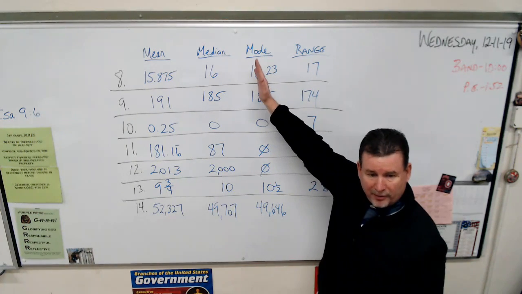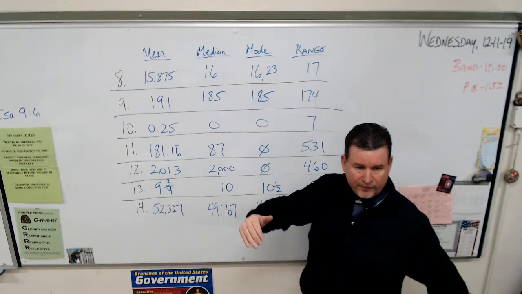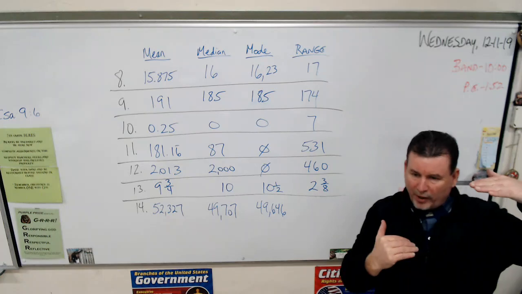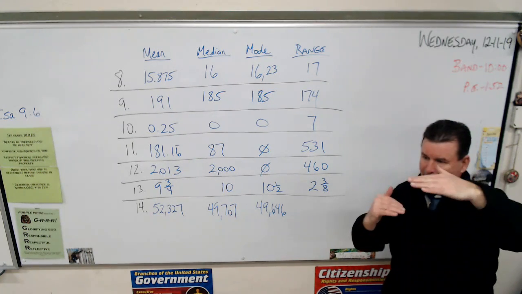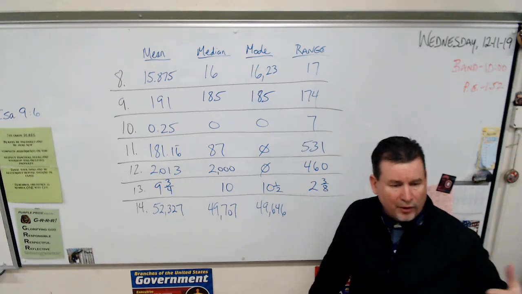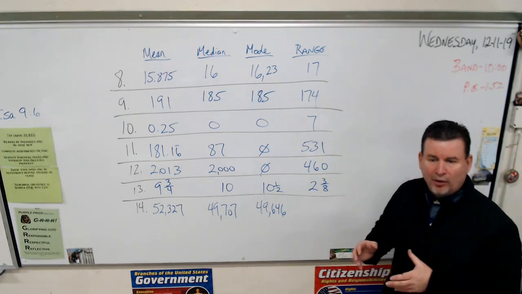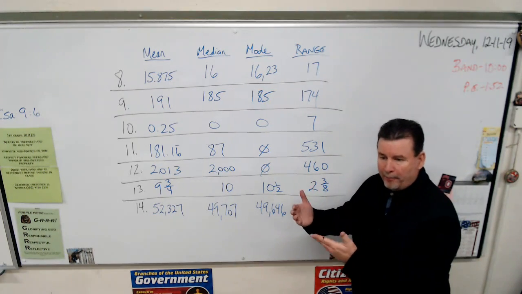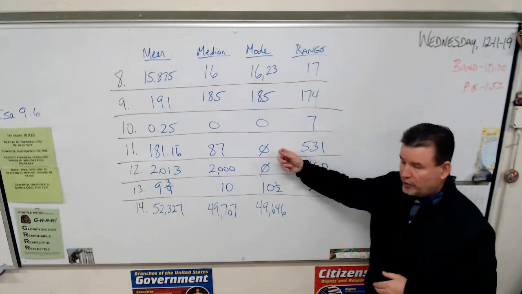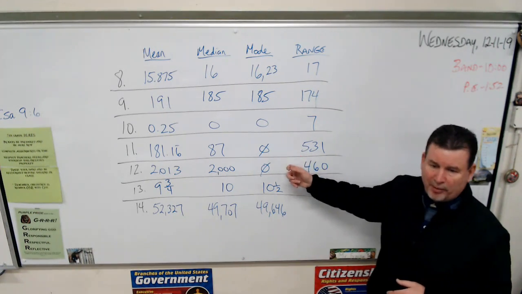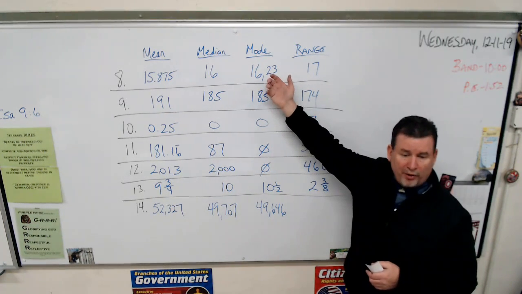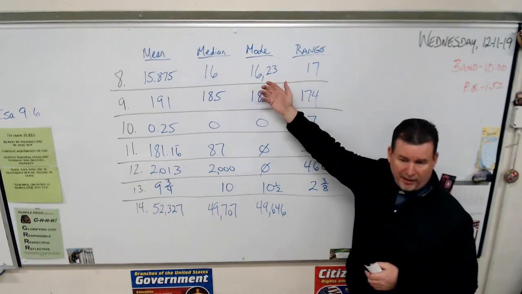Another way to find average is to organize them least to greatest and then work your way from least to greatest till you get right down the middle. That's the median. Another way to find average is to see what data appears the most, and we call that the mode. Sometimes there is no mode because none of the data repeats. Sometimes there's more than one mode because more than one piece of data repeats.